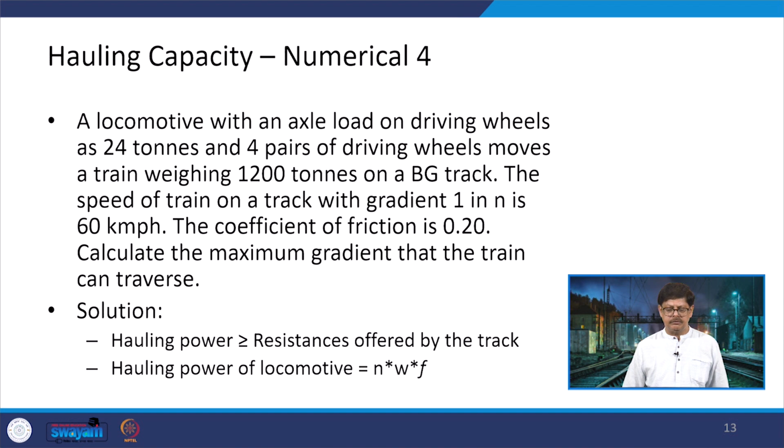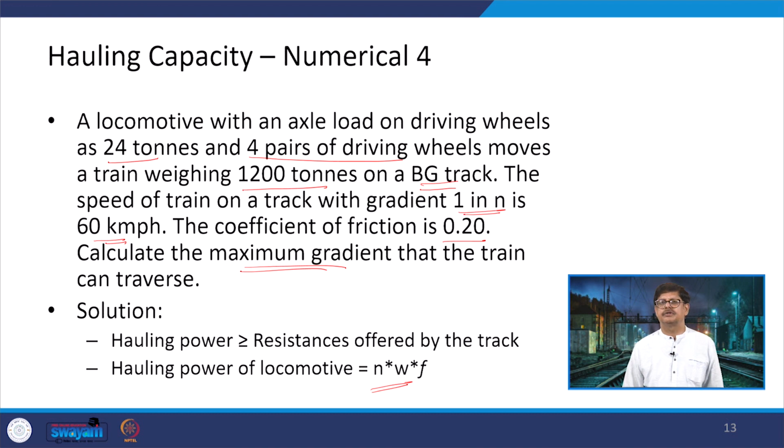Here there is a locomotive where the load on the driving wheel is now 24 tons, and it has 4 pairs of driving wheels, and they are moving with a train weighing 1200 tons on a broad gauge track. The speed of the train on the track with gradient 1 in n is 60 kilometers per hour. The coefficient of friction is 0.20. We have to find out the maximum gradient on which the train can move at a speed of 60 kilometers per hour.